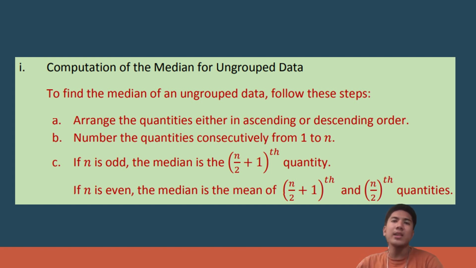So if n is odd, the median is the n over 2 plus 1 quantity. If n is even, the median is the mean of the n over 2 plus 1 and n over 2 quantities.